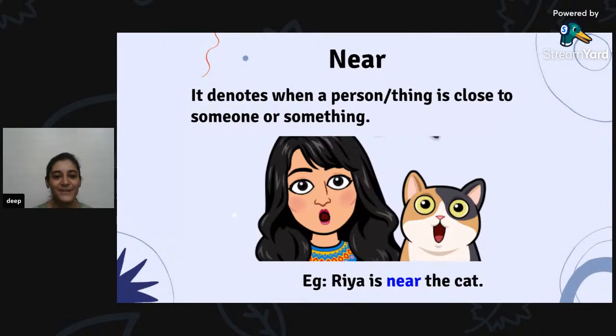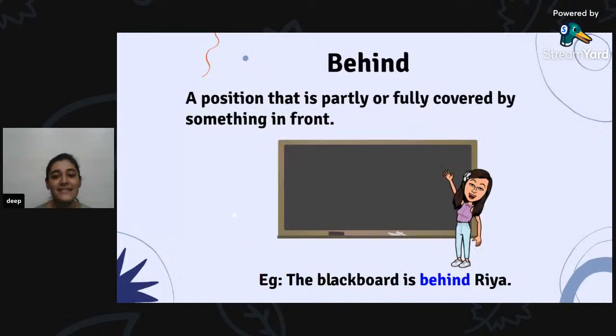Yes, very good students. Let's go to the next preposition, that is behind. A position that is partly or fully covered by something in front. For example, the blackboard is behind Ria. So in the picture you can see, where is the blackboard? The blackboard is behind Ria. Great, you can type behind in the chat box.